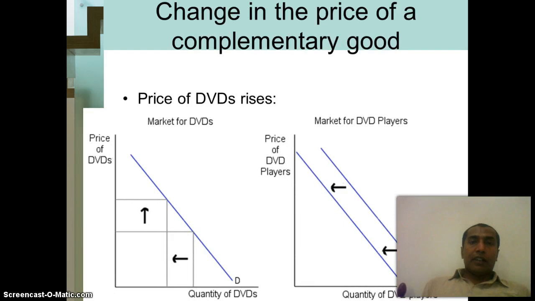This is the price of a complementary good. Again, if the market price of DVD goes up, quantity demanded of DVD will go down. So when demand for DVD decreases, obviously, since DVD is used with a DVD player, demand for DVD player will also decrease. And when demand for DVD player decreases, the demand curve moves left downward. This arrow indicates movement towards left and downward.